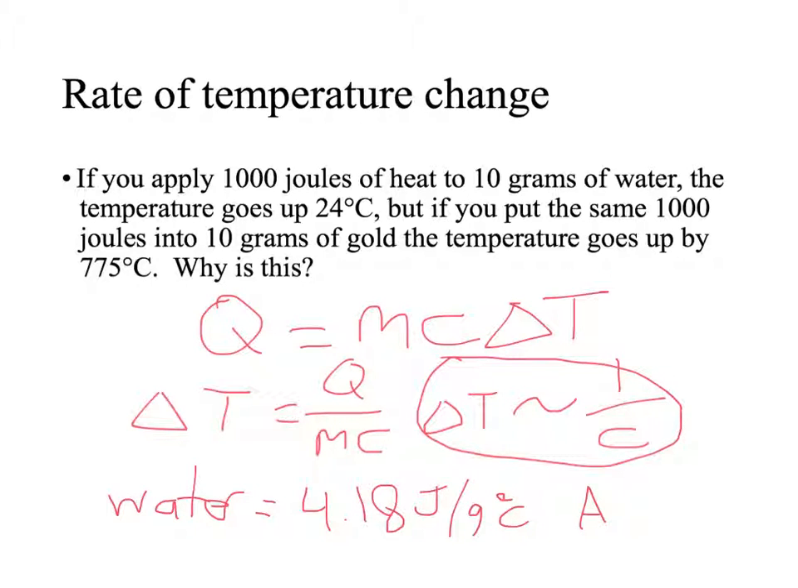But gold, on the other hand, Au, its heat capacity or specific heat capacity is 0.129 joules per gram degree Celsius. That means it's almost 30 times lower specific heat or specific heat capacity, which means that the temperature change for the same amount of heat is going to be 30 times more. So low specific heat means high temperature change.